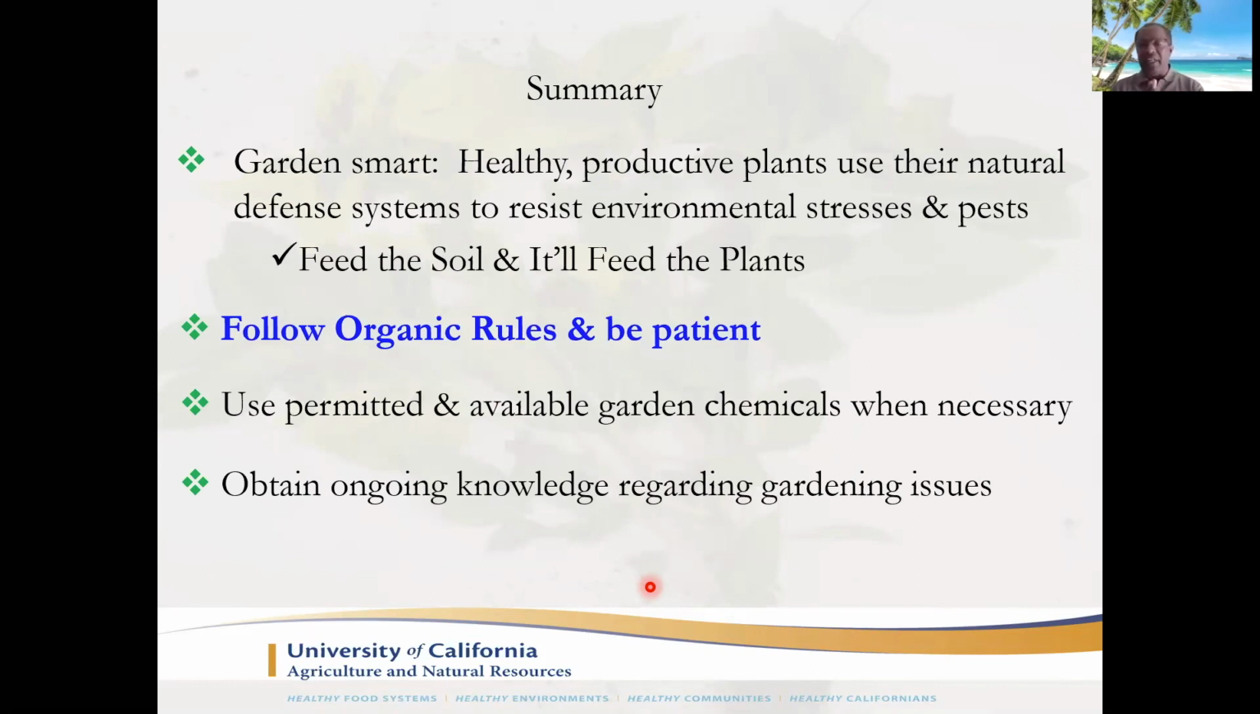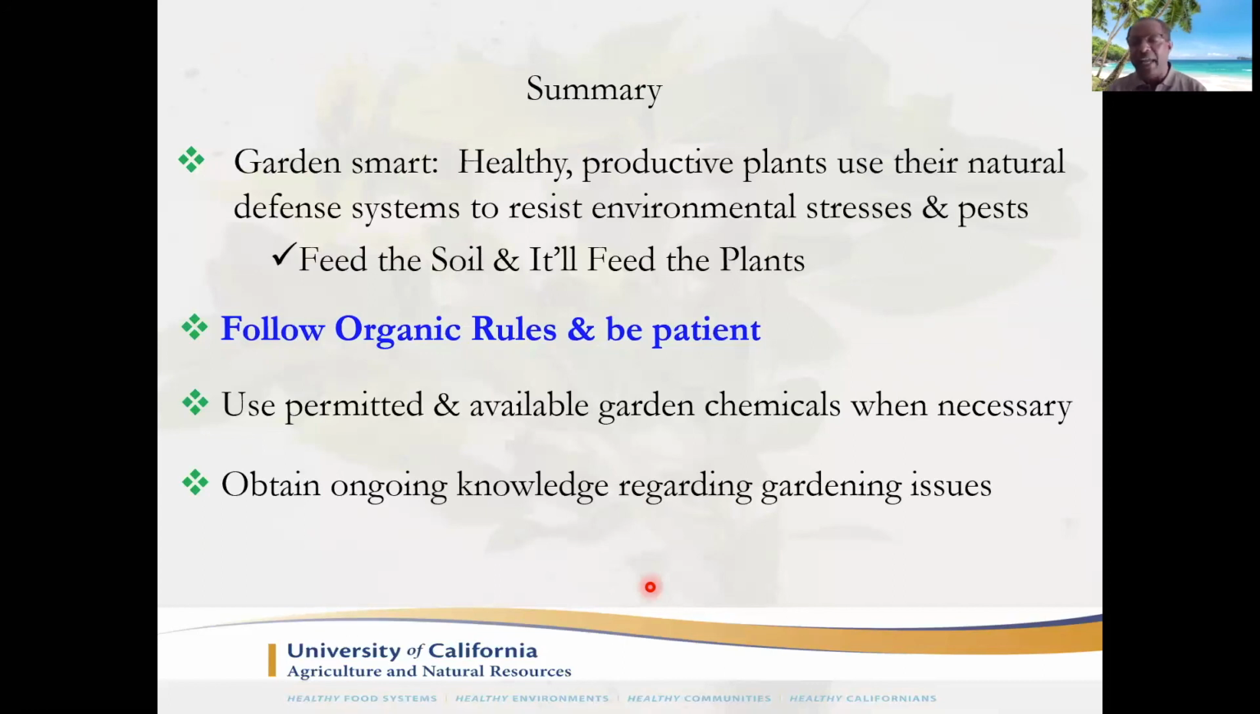So in summary, I'm sure I'm at my time, good timing, and I will not be fighting with Christian. All right, so you garden smart, okay? That is the best thing. Healthy, productive plants use natural defense systems to resist environmental stress and the pests. Feed the soil, and it will feed your plants and make them healthy and tolerant to the enemies of the crop. Follow organic rules if you have to, and make your garden organic.